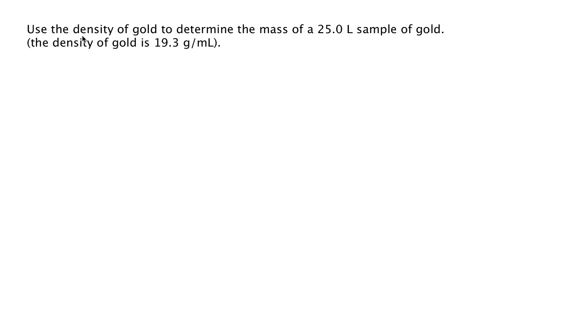So here we have to use the density of gold to determine the mass of a 25-liter sample of gold. So we want to end with mass, so let's end with grams. And we have a 25.0 liter sample. So 25.0 liters goes here. Now we want to cancel out liters and eventually make our way to grams.